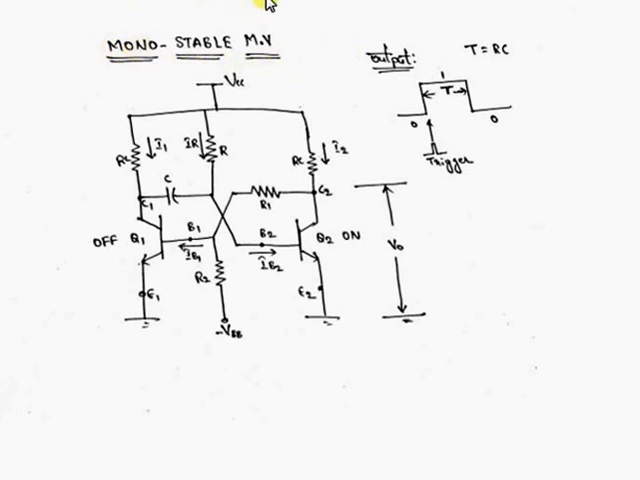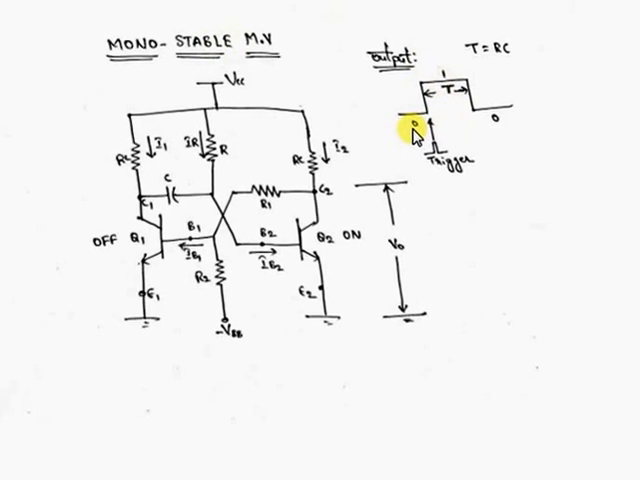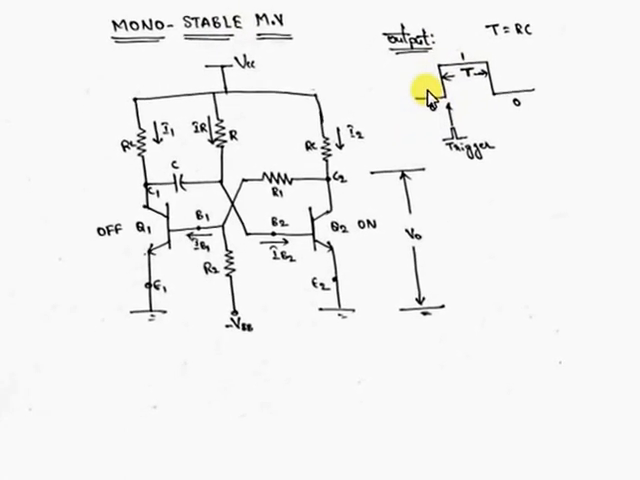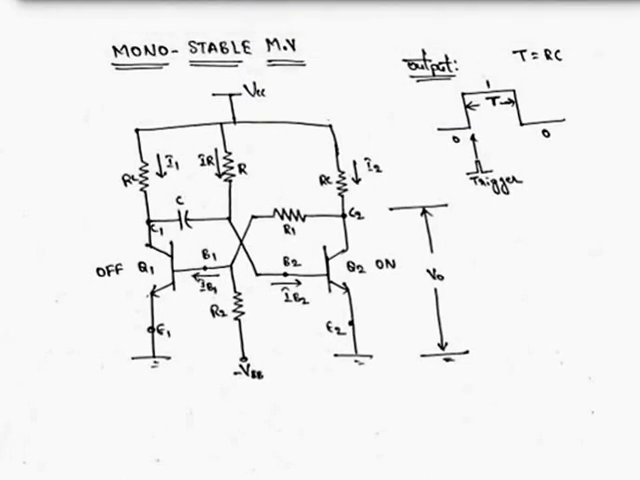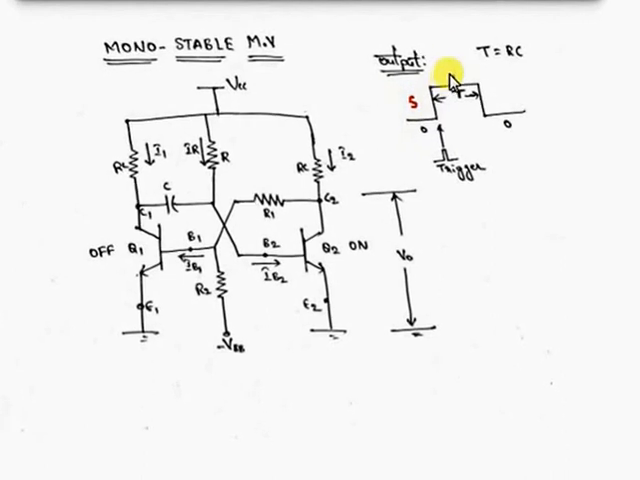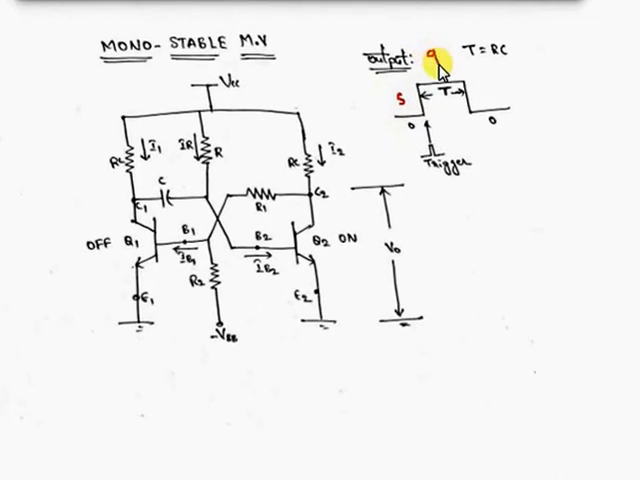Now I am going to discuss the monostable multivibrator. The name itself says that one state is a stable state and another state is a quasi-stable state. Let us assume 0 is the stable state, whereas 1 is the quasi-stable state. Here the stable state is a permanent one.